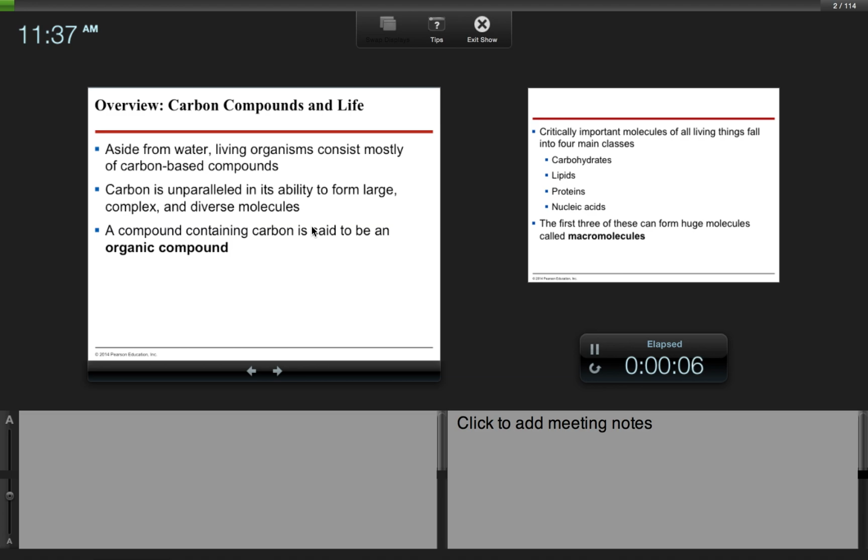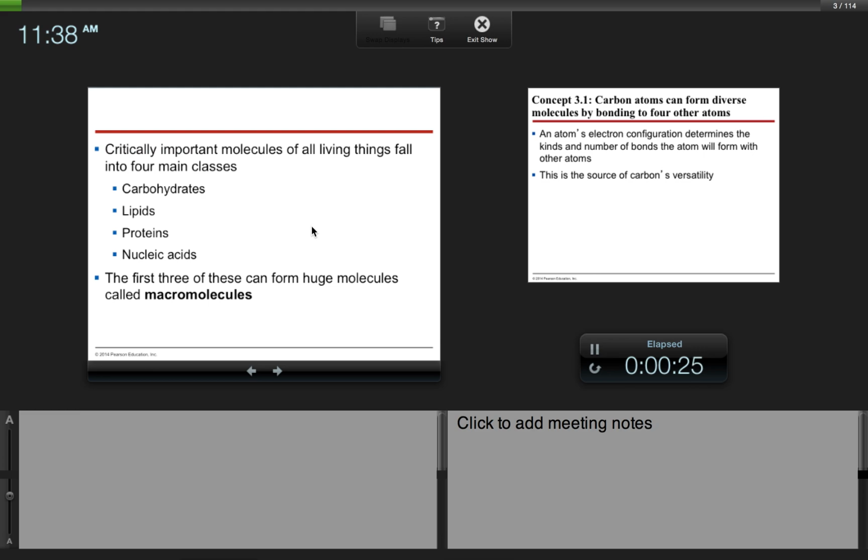Organic compounds are those that have carbon-based compounds, basically. So lots of carbon bonded to itself in chains, branches, and rings. So a compound containing carbon is said to be an organic compound. We also call these macromolecules. So we have 4 different classes of organic molecules: carbohydrates, your sugars; lipids, your fats, oils, and waxes; proteins; and nucleic acids, DNA and RNA.